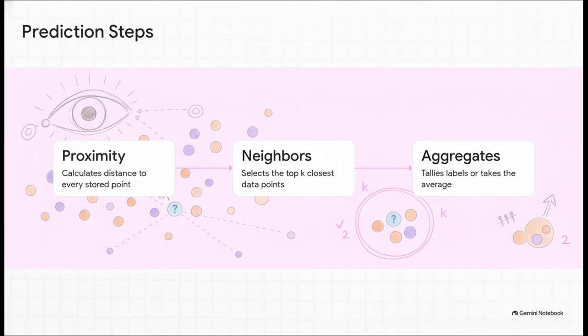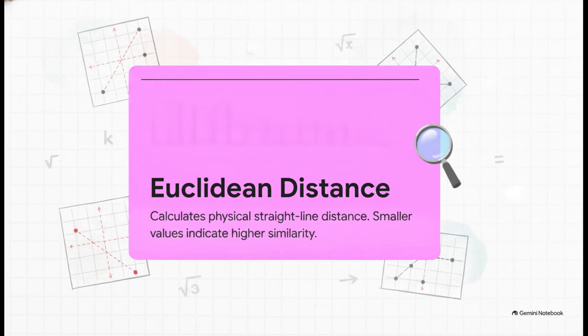Because it's a lazy learner, it saves all its brain power for when it actually matters, prediction time. When a new query point is finally presented, the algorithm wakes up and fires off these 3 logical steps on the fly. First, it measures proximity to the new point. Second, it identifies the closest neighbors. And third, it aggregates the results to give you your answer. To pull off that first step, measuring the proximity, it leans heavily on some classic math you probably remember from high school geometry. The most common metric is Euclidean distance. It just calculates the literal physical straight-line distance between 2 points in a feature grid. The golden rule here? A smaller distance value simply indicates a higher similarity between the 2 instances.